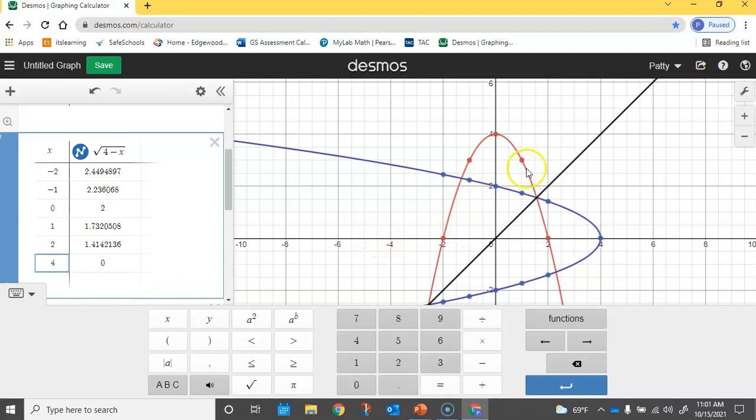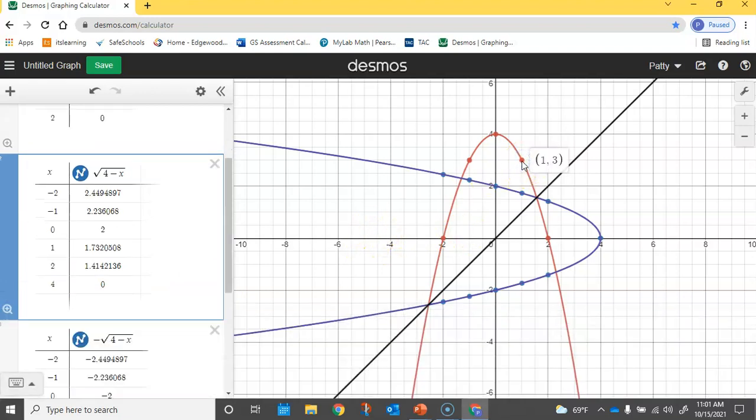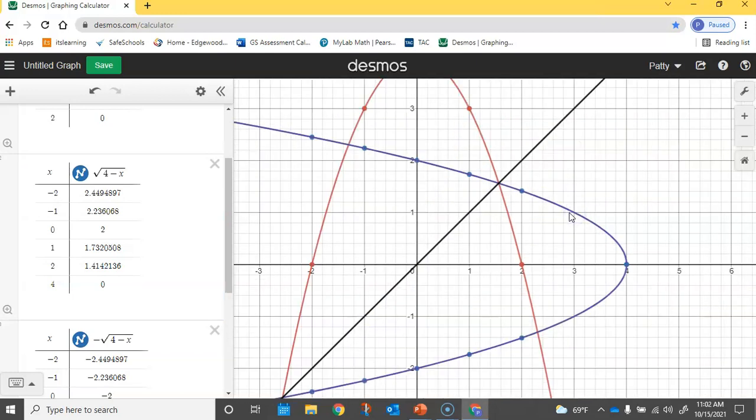And you can see that this ordered pair right here is 1, 3. So that would mean 3, 1 would be on here. So if I look at 3, 1, it's not marked. Oh, because if I turn my table off, I'd be able to see it. But I can see that that's 3, 1.